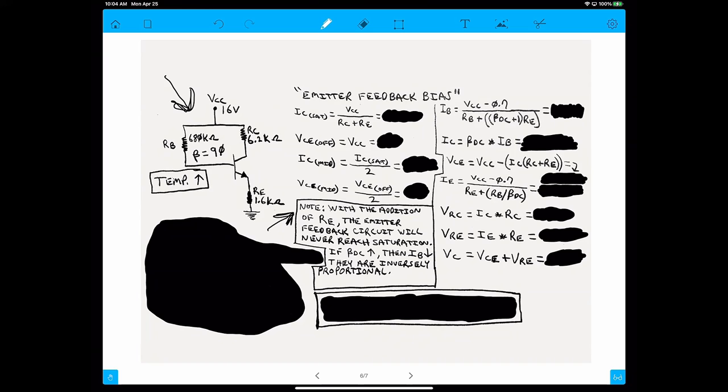So let's go ahead and do our calculations one more time and determine what happens to our DC load line based on the increase in temperature with our beta increasing to 90. Post them as you get it.